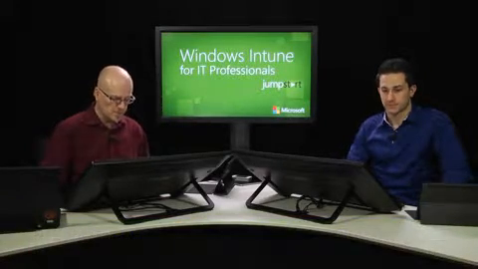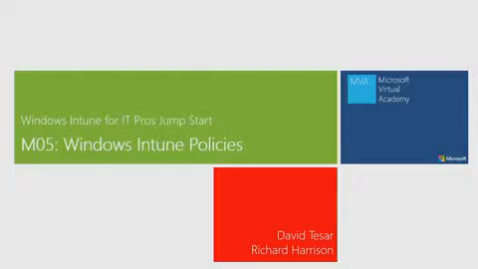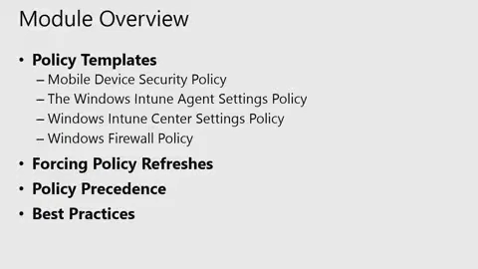So let's switch back to the slides and take a look at the breakdown for this module. So here we're going to look at each of the individual policy templates that are available through Windows Intune. We're going to look at exactly what capabilities you can get through the cloud-only configuration for each of these policy types. We're then going to look at things like forcing those policy refreshes, how you can do that, what the policy cycle is for Windows Intune.